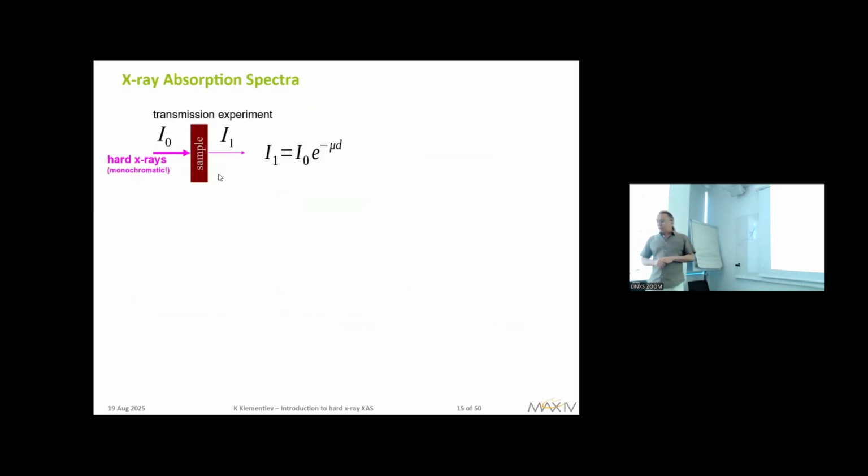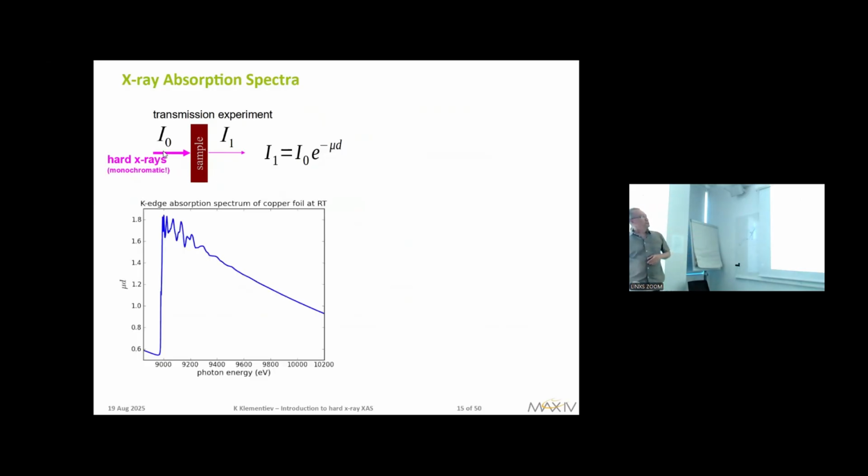What happens if we put our sample into the beam? I already assume it is monochromatic. So we measure intensity before the sample, we measure intensity after the sample, and then they are connected to each other with this Bouguer-Lambert attenuation law. From it, we can deduce this mu absorption coefficient, or rather mu d, but d is constant.